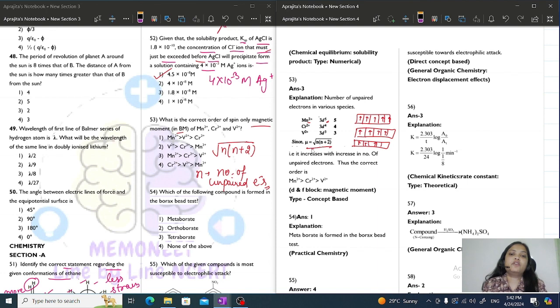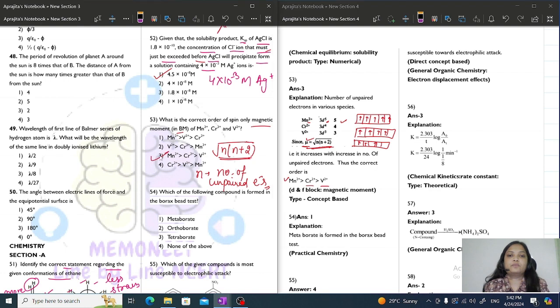Now if we put the value of n here, we can find the value of magnetic moment for all of these. So clearly we can see, more the value of n, more will be the value of magnetic moment. Manganese has the highest number of unpaired electrons, so it will have the highest magnetic moment, followed by chromium 2 plus, followed by vanadium 2 plus. So here the correct order is option number 3.